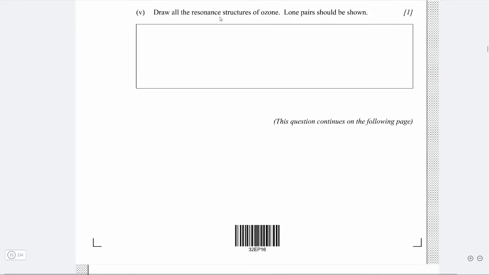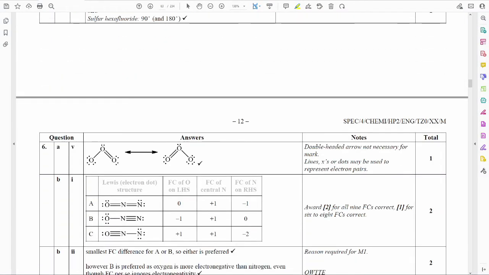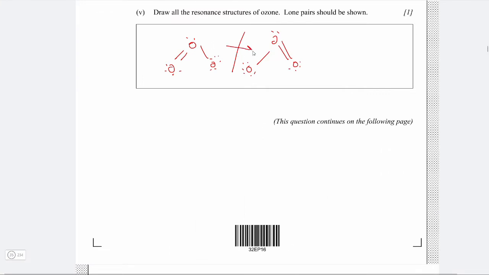Next one, draw all the resonance structures. So one is like this, and the other one is the same but with the double bond here instead. And then lone pairs, 2 here to make it 8, 2 here, and then 3 here, and same here. And you can also draw an arrow like this to show conjugation or resonance structures.